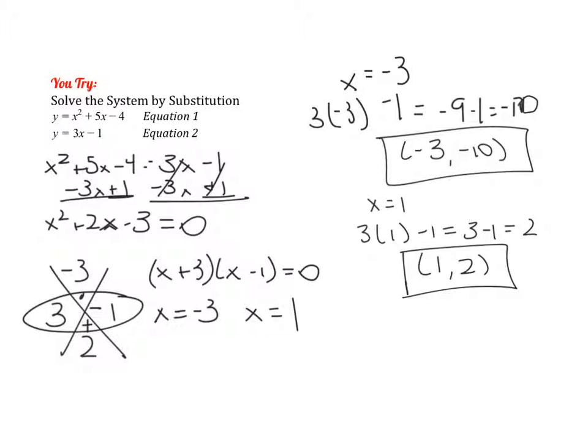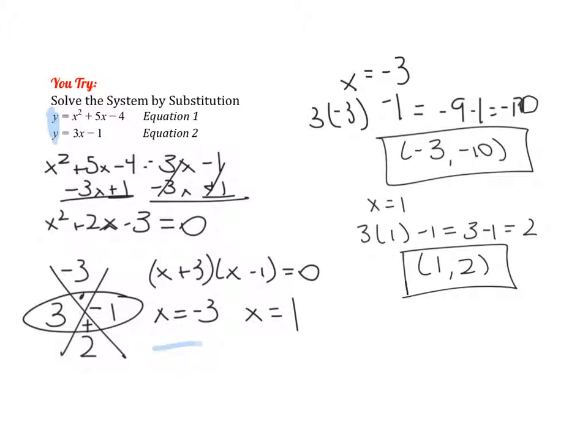Okay, so I hope you tried this out. Remember, because we have y equals and y equals, we can make the equations equal to each other. So x squared plus 5x minus 4 equals 3x minus 1. Then you set it equal to 0. Once you do that, you see that it is factorable. So it factors to x plus 3 times x minus 1, or x equals negative 3, x equals 1.